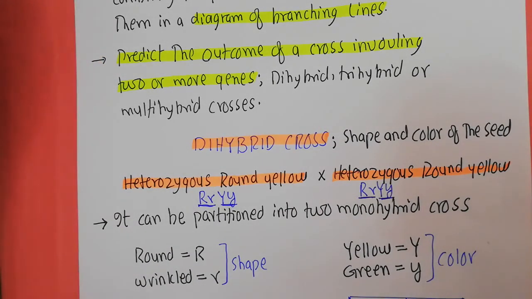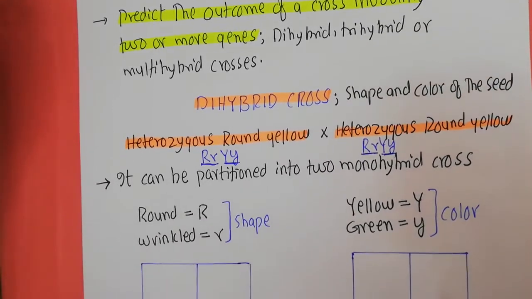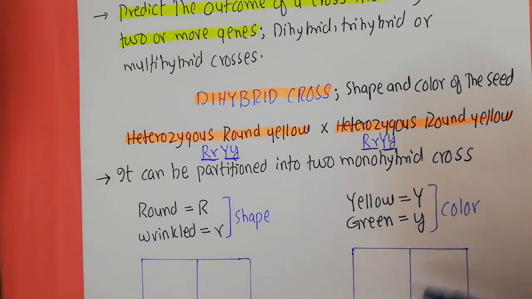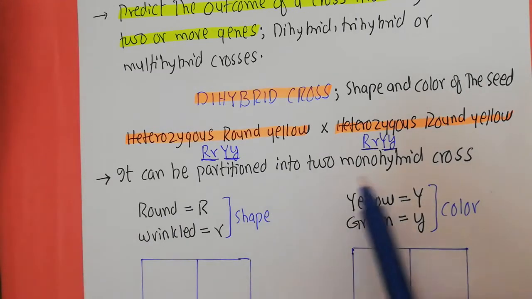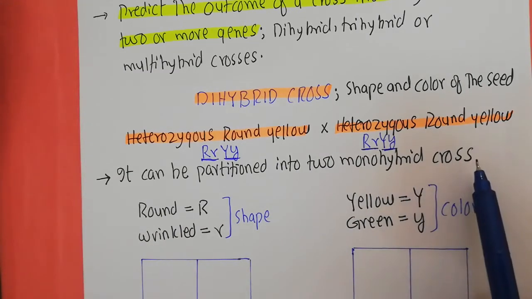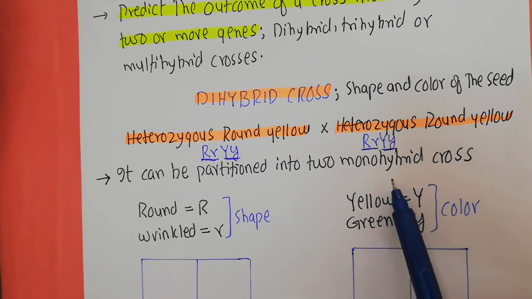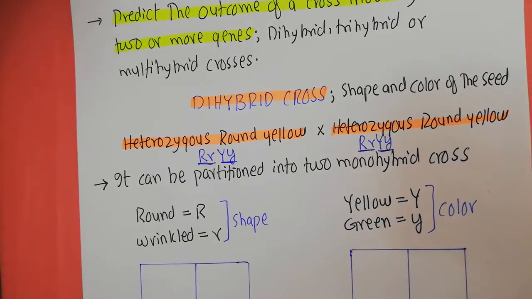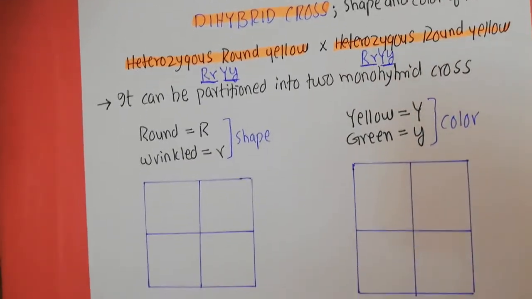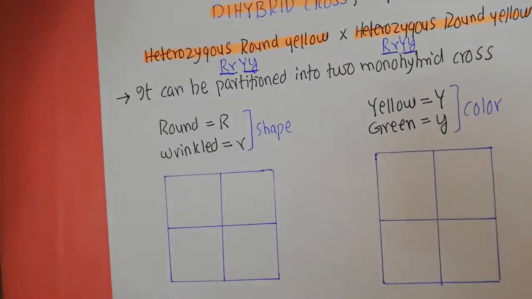When you talk about the fork line method, what you have to do is, say for example, if you are talking about a dihybrid cross, first you have to partition it into two monohybrid crosses. If you are focusing on a trihybrid cross, that means for the three traits, you have to first make the monohybrid crosses for all of them, and after that you have to make the fork line method for it. Now let us discuss this particular example.